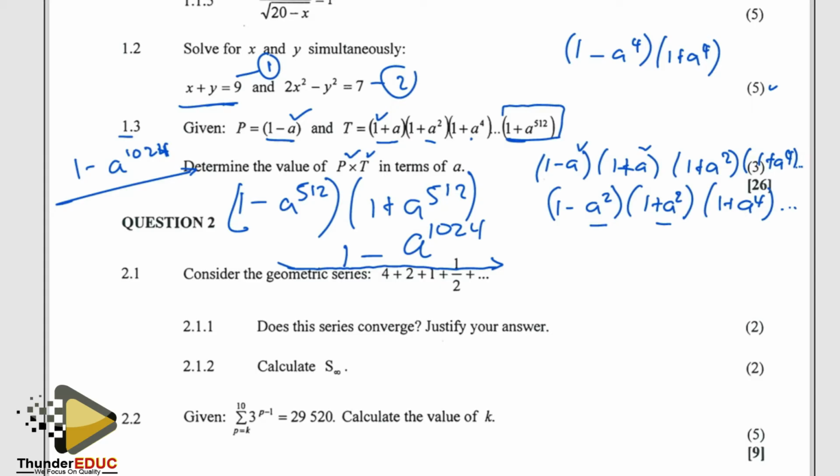Number 2. 2.1, consider the geometric series. We have 4 plus 2 plus 1 plus a half, and so on and so forth. Does this series converge? Just for your answer.